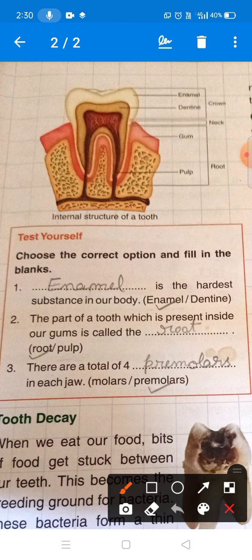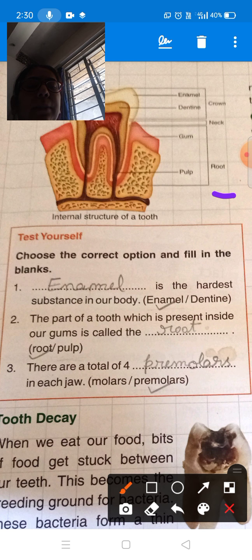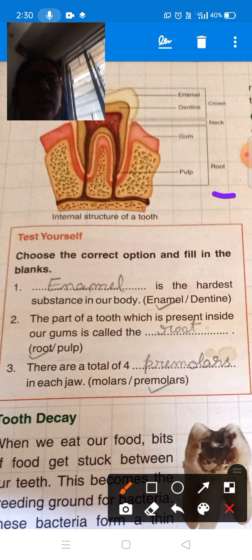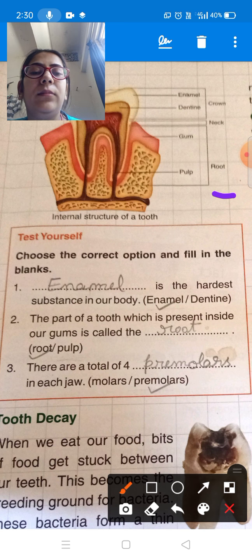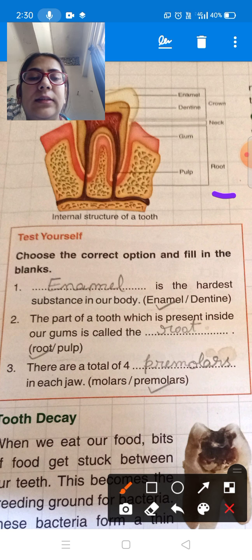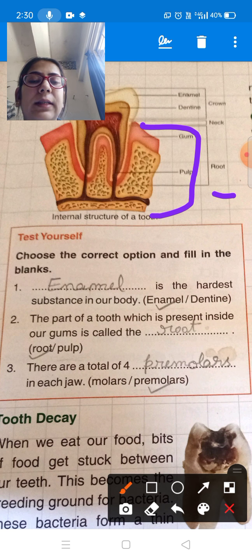And what is root? So root, students, is present inside the gums. You must be thinking, ma'am, what are gums? Your teeth are embedded in a pink color structure, right? In the pink soft part in your mouth, just below the teeth, you can see the pink part. That pink part is called gums. So root is present inside the gums. This part from here to here is called root, and it is present inside the gums. This pink color structure is the gum, and below it the root is present.